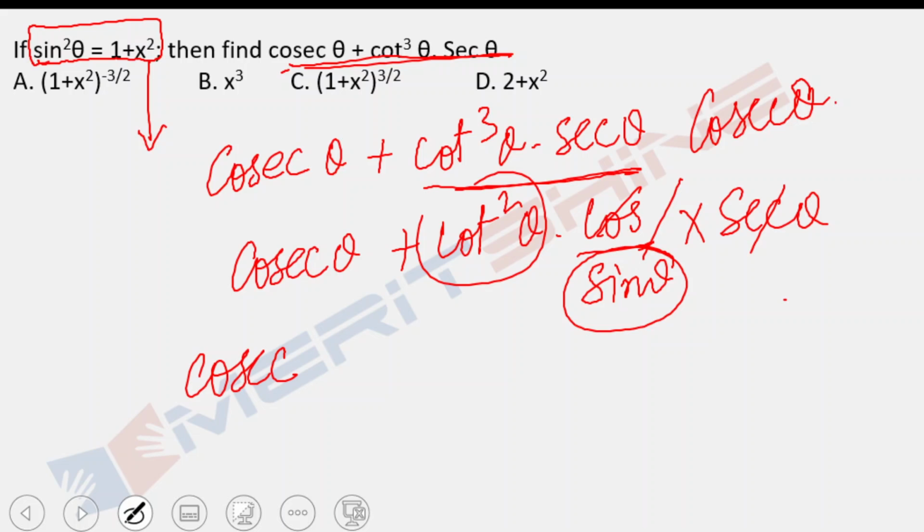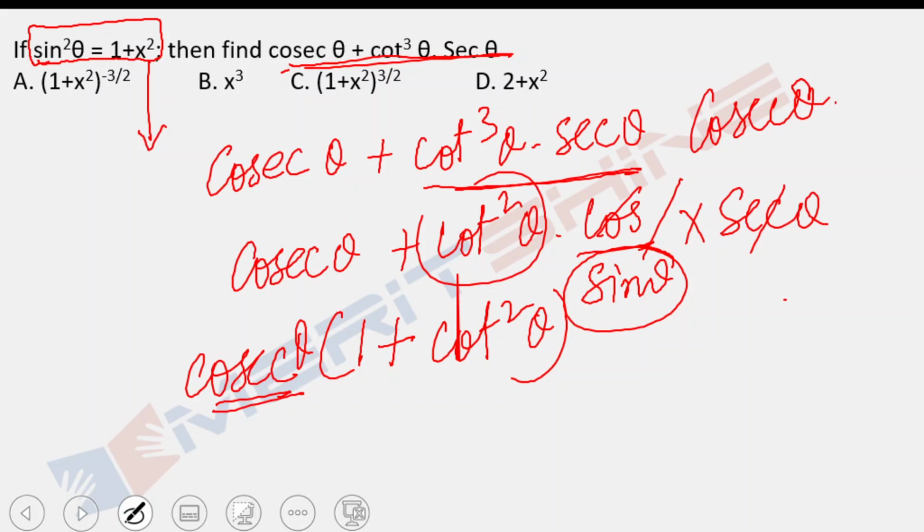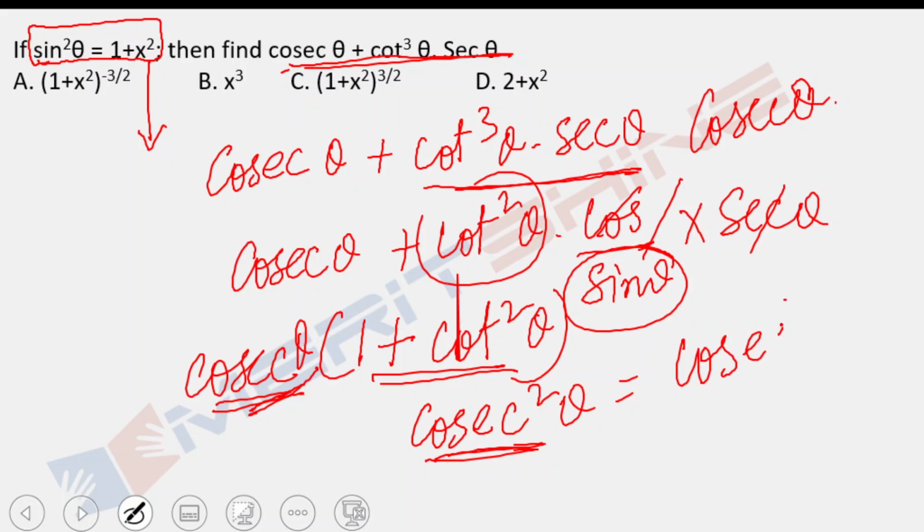So our expression becomes 1 plus cot square theta inside the bracket and outside cosec theta. Yes or no? Now I know 1 plus cot square theta is what? Cosec square theta. Now outside there was cosec theta and inside there was cosec square theta. So what will be our final answer?